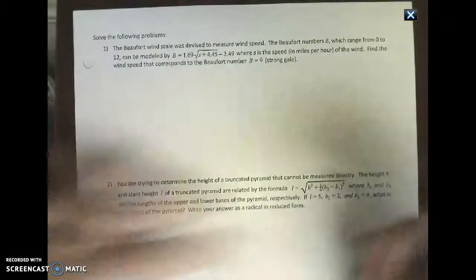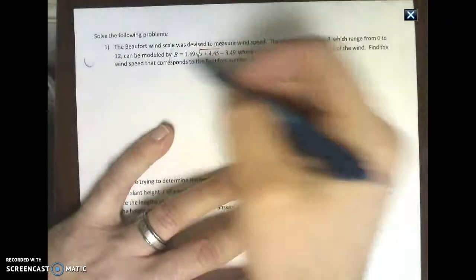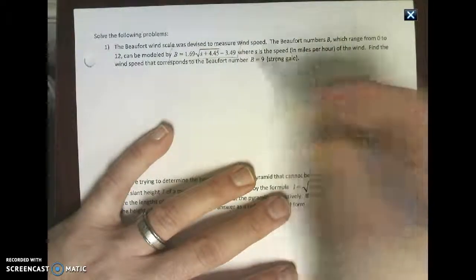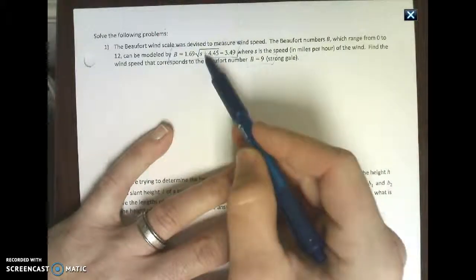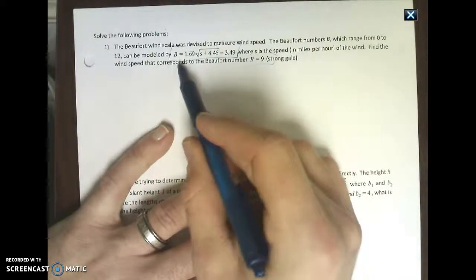So again, a little hint for you guys. Here's my equation. I'm obviously going to use this. They're also telling me B equals 9, and they want me to find wind speed, which is S. I'm plugging in 9 for B.